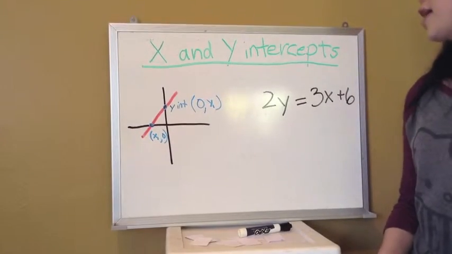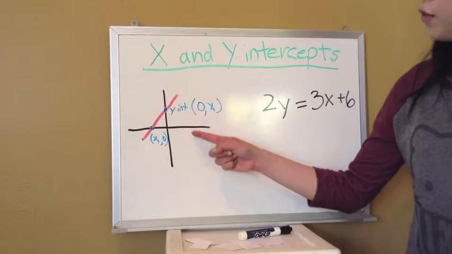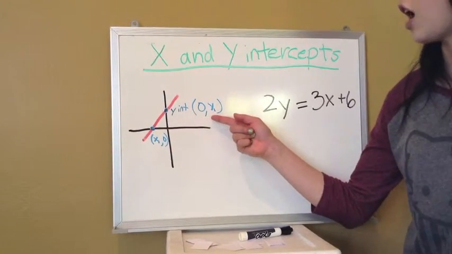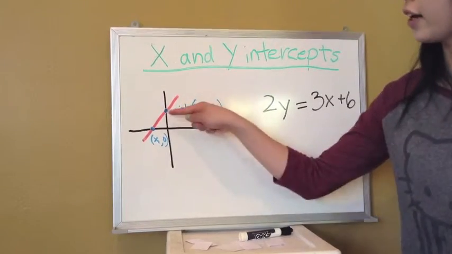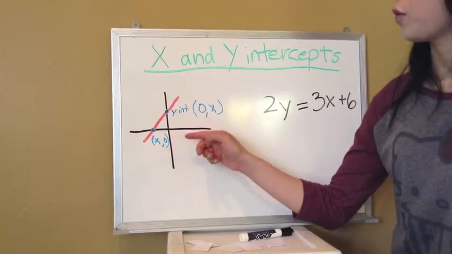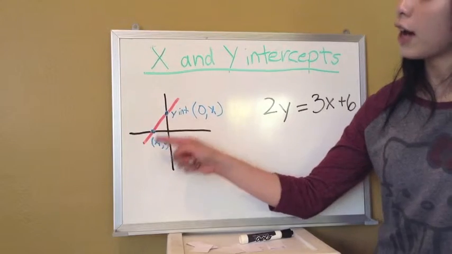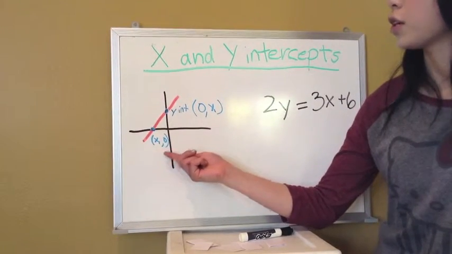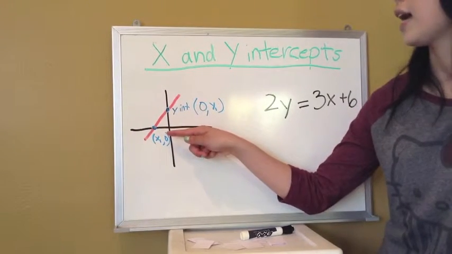About x and y intercepts. So here we have a graph where the y-intercept is where the graph crosses the y-axis, which is at the point 0, comma, and whatever the y is here. And then the x-intercept would be where the graph crosses the x-axis, which would be whatever the x is, comma, 0, because y is 0 at the x-intercept.